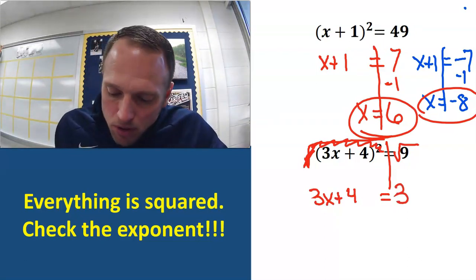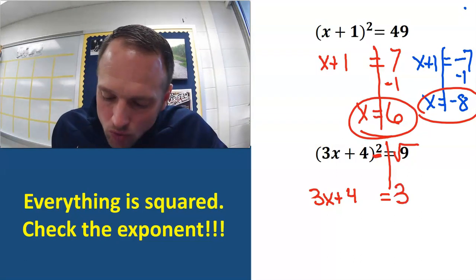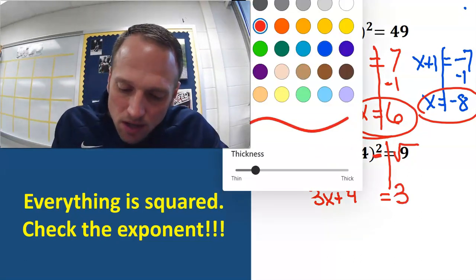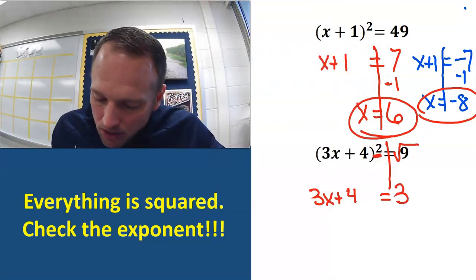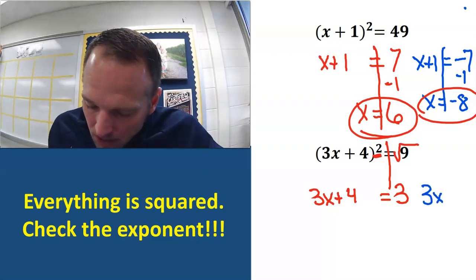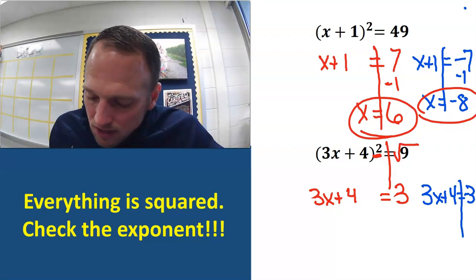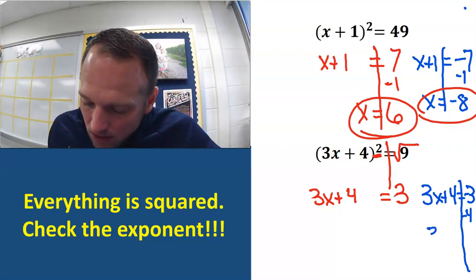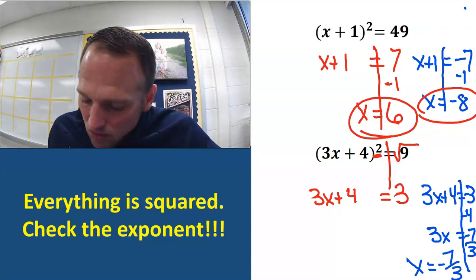But remember, we need two answers there. So it could be not only 3, but it could also be negative 3. 3x plus 4 could be equal to negative 3. Since I got blue, we'll solve this first. Let's subtract the 4. We're going to get 3x equals negative 7. Divide by 3. X equals negative 7 thirds.